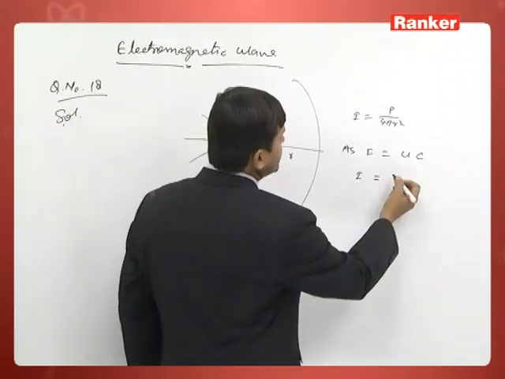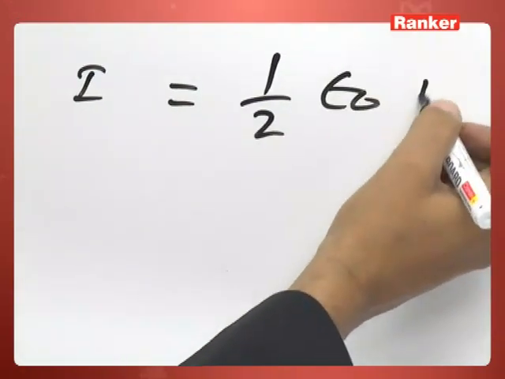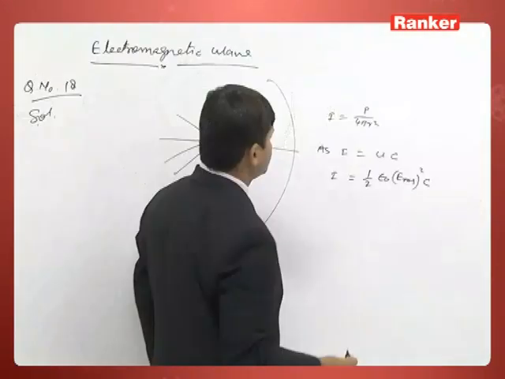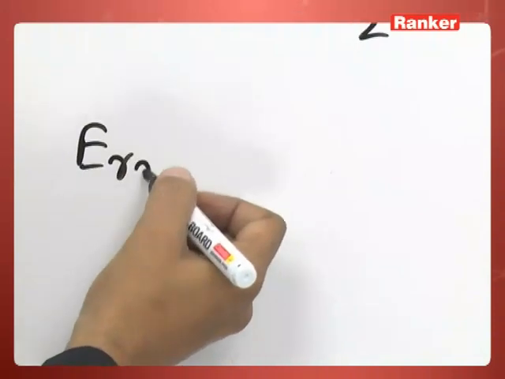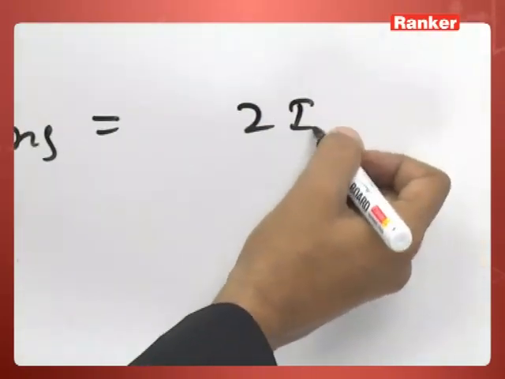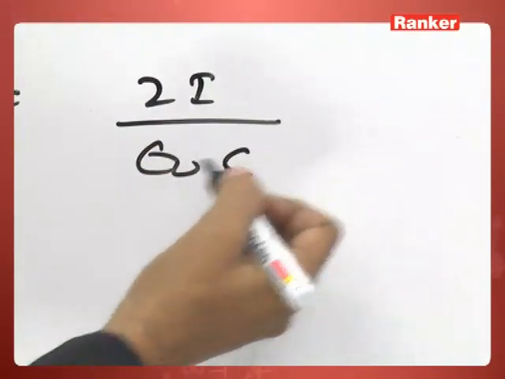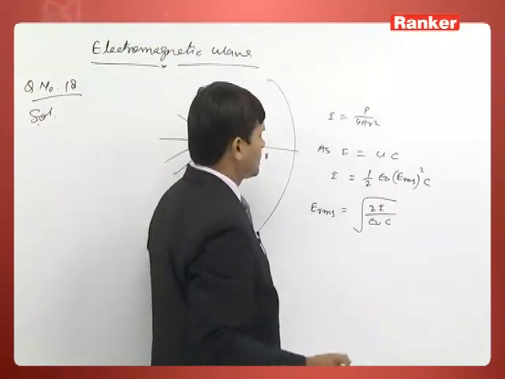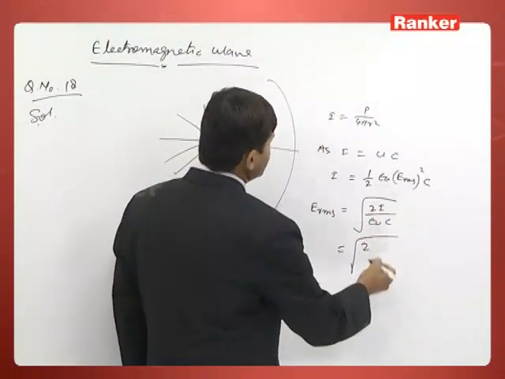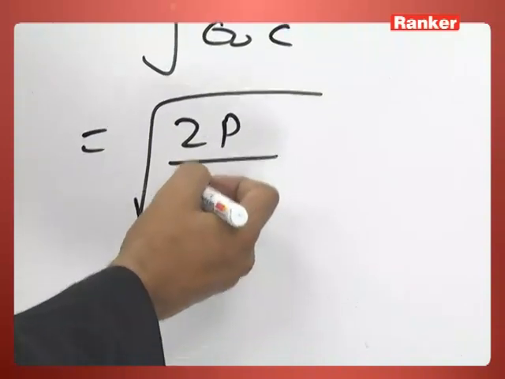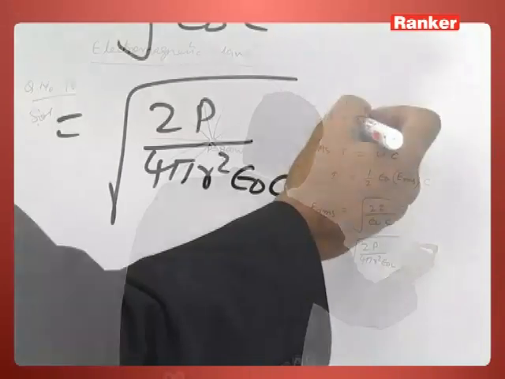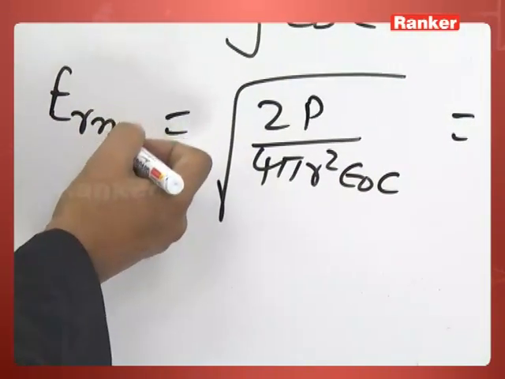Energy density is written as 1 by 2 epsilon naught E RMS square into C. So we want the E RMS value. The E RMS is equal to root over 2I by epsilon naught C. Now this is further written as 2 into intensity, power by 4 pi r square, epsilon naught into C. Substitute the values, we can get the E RMS.